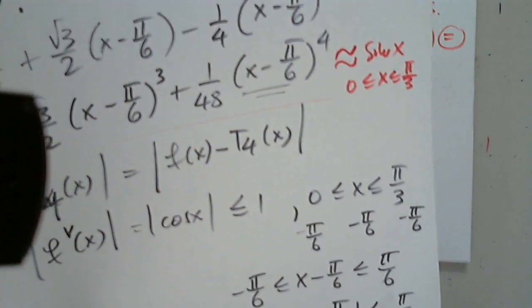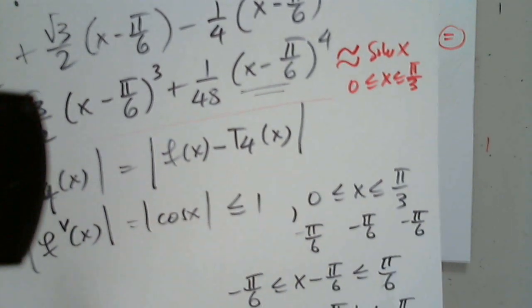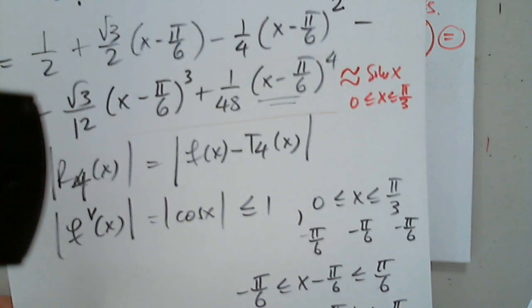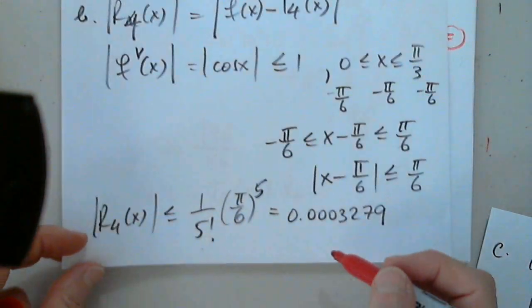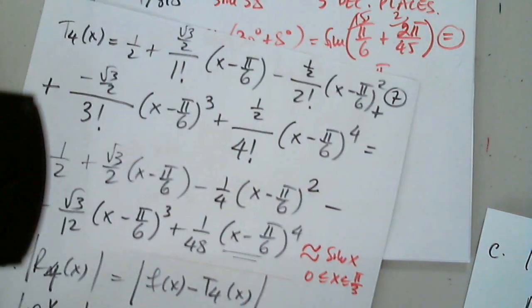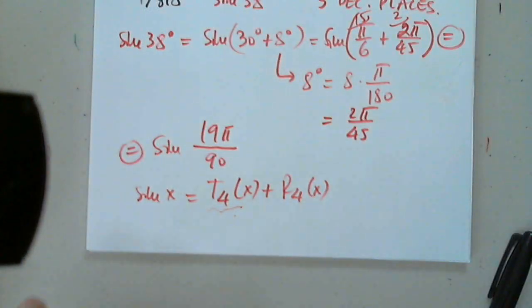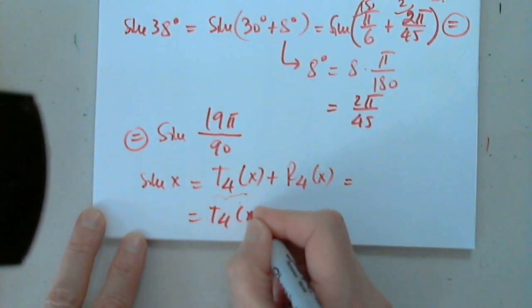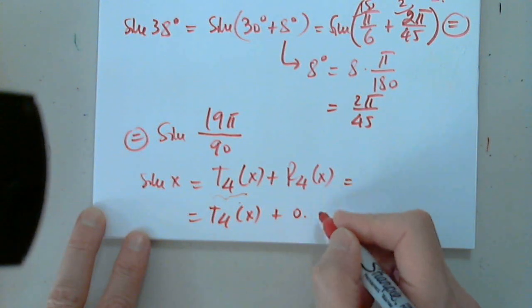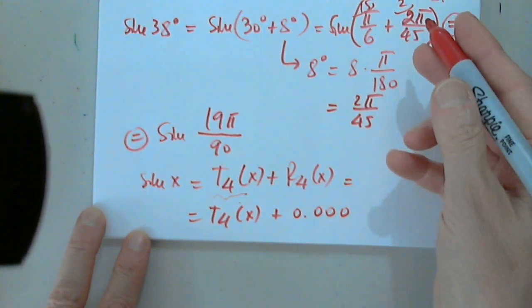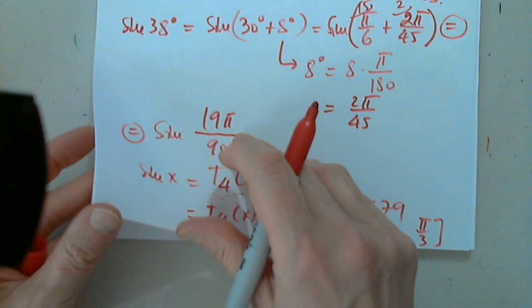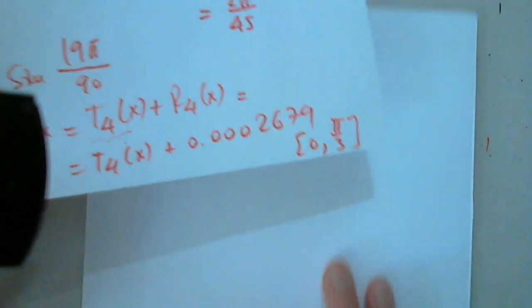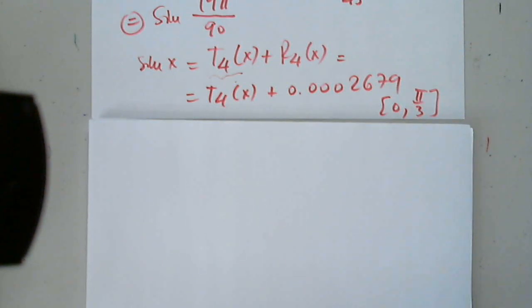So this will equal T4 plus 0.000269 on the interval 0 to pi over 3. Okay, so then, now I'm on page 9.